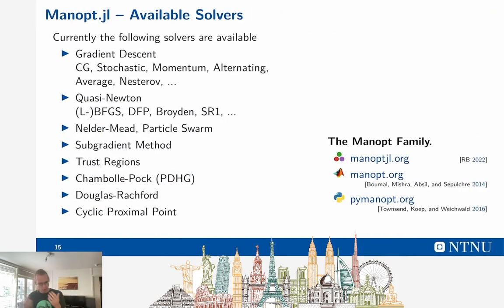But we are, of course, not the only ones. Besides the Julia package, Manopt.jl.org, there's Manopt.org, which is the first package written by Nicolas Boumal and colleagues in MATLAB. And there's PyManopt, written by Sebastian, Niklas, and James, to work on manifolds in Python.